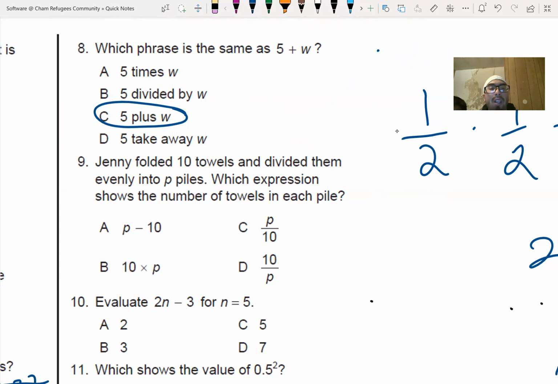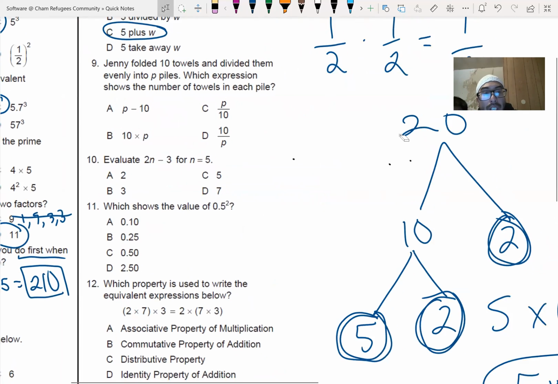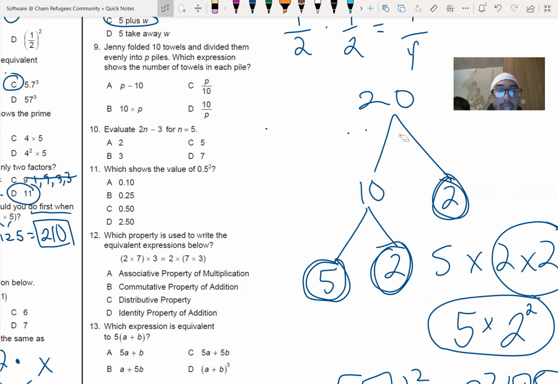So now I'm just going to briefly go over. So you guys, your job, again, on a separate piece of paper, make sure you guys do 9 through 13, okay, on a different piece of paper. So I'm just going to read them to you guys and then help you guys think, use your brain to understand how we're supposed to solve this. Jenny folded 10 towels and divided them evenly into P piles. Which expression shows the number of towels in each pile? So think about it. Which one means divided by? Okay, between those operations. Okay, I won't read it to you guys. There's 2 answers that are probably close and one of them that's kind of tricky.